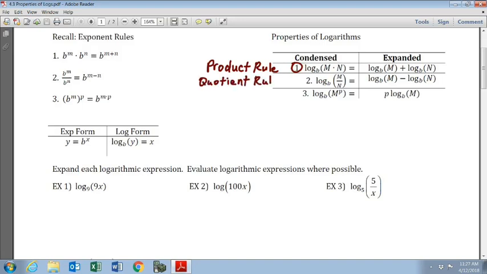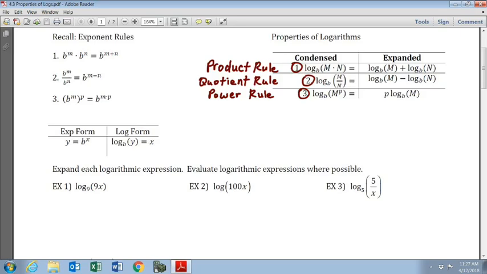Quotient rule: here we have the log of a quotient is equal to a difference of logs. So basically these two are opposites. The log of a product equals a sum of logs, and the log of a quotient is equal to a difference of logs. The last one is what we call the power rule. Because it's the log base b of m to a power, we call it p, is equal to p times the log base b of m. So basically we move the exponent to the front of the log when we do the power rule.